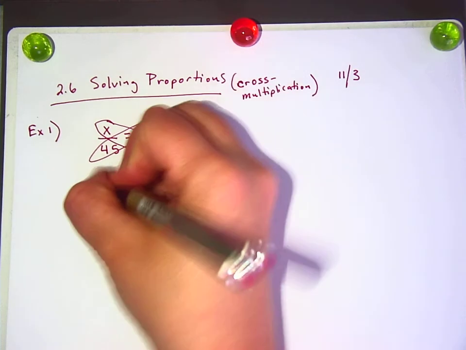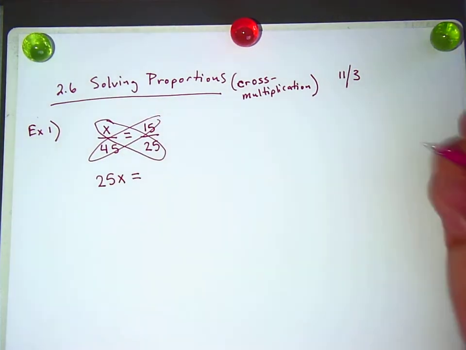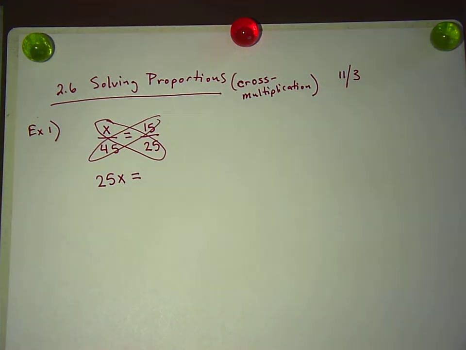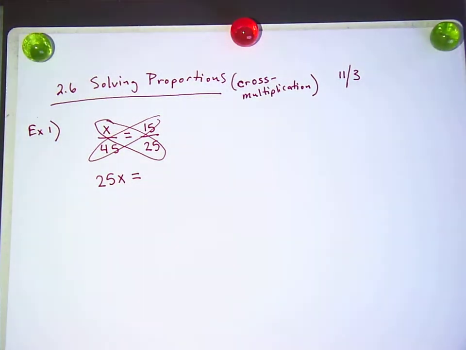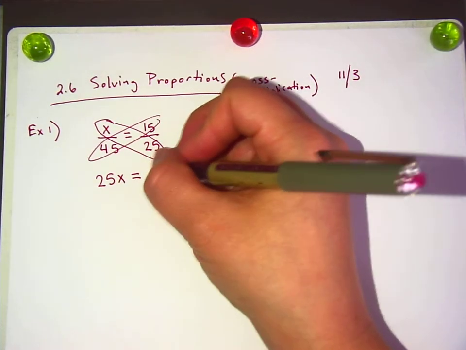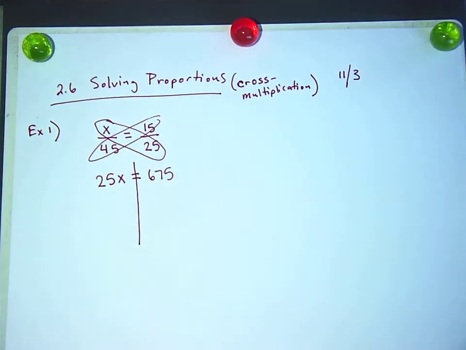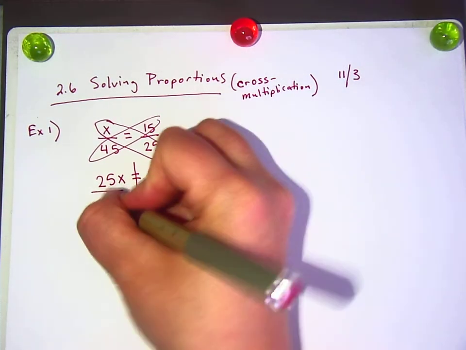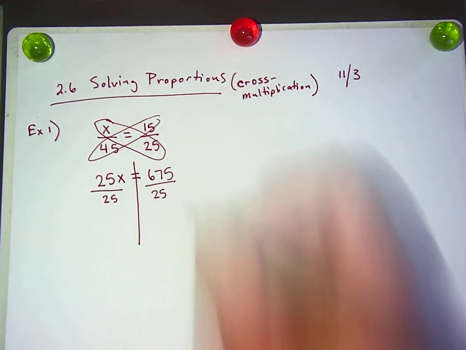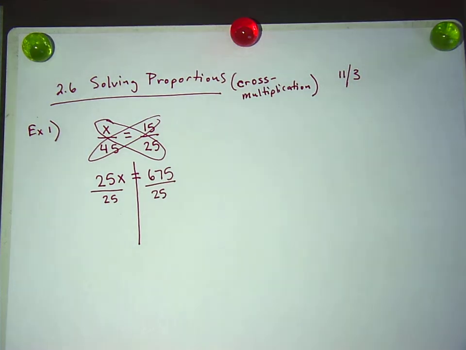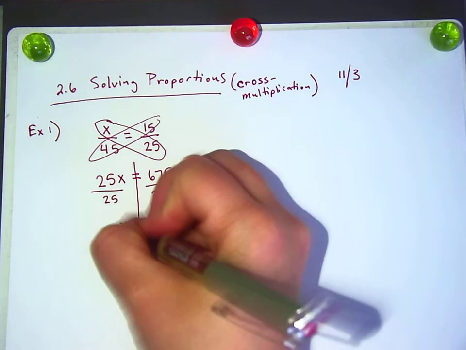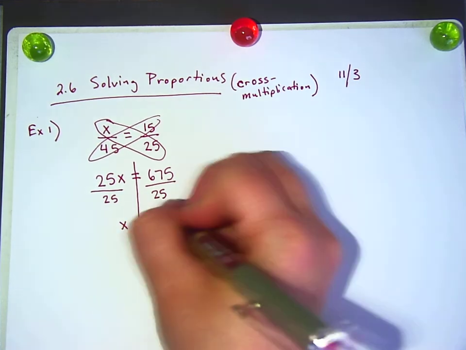So x times 25 is 25x. And that equals 15 times 45. So in your calculators, put in 15 times 45. What'd you get? 675. And then you're going to solve this like a normal equation. So how do I get the x by itself right now? Divide by what? 25. So I'm going to divide by 25 on both sides. So what do you get when you divide by 25 on both sides? 27. And that's the answer.